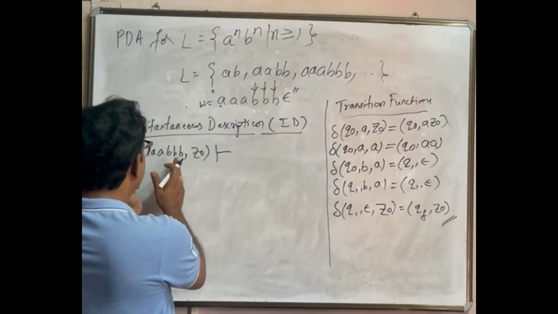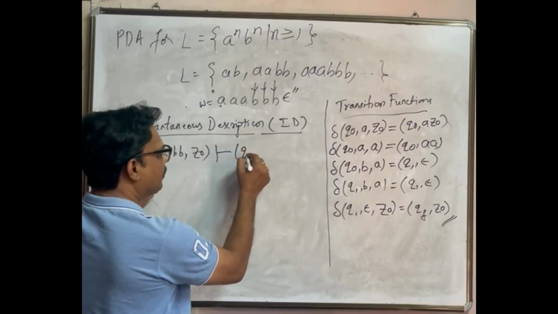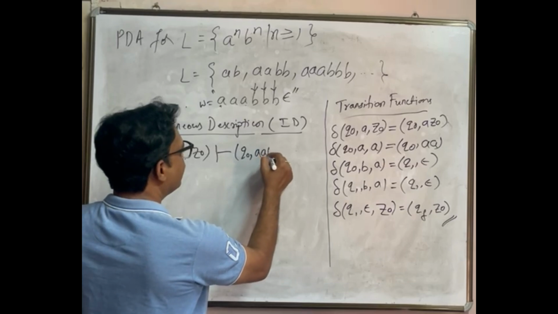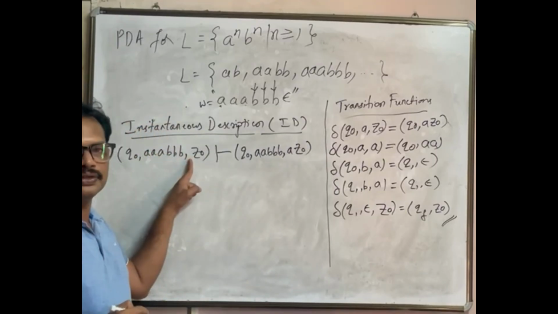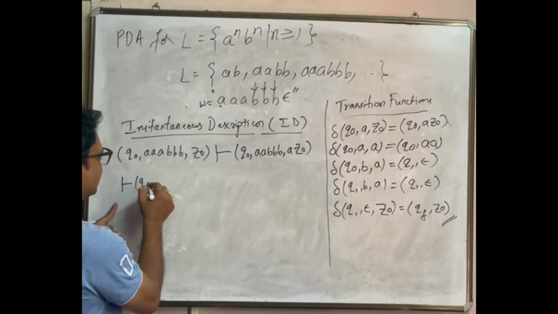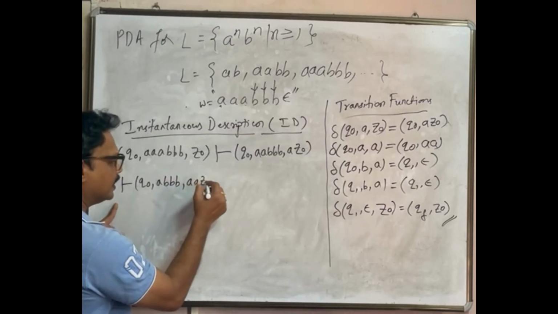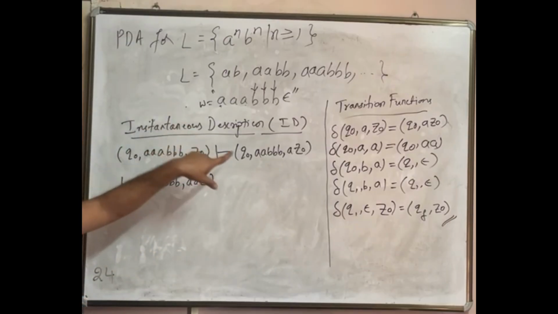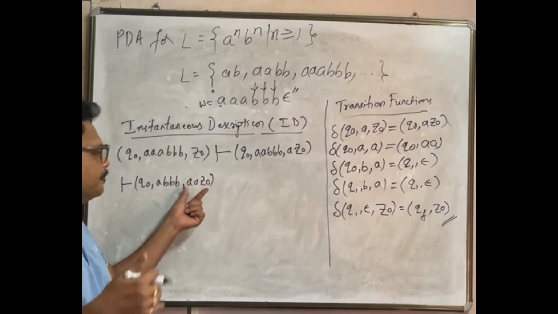Now from this state to the next transition, first A will be read, and the PDA will be in the same state Q0. So A will be read. Remaining is AABBB, and on the stack we have A and Z0. Next, one more A will be read, and the PDA will be in the same state, and remaining symbols will be ABBB, and in the stack there are these contents. So while writing instantaneous description, we are supposed to write the entire thing which is present in the stack at that moment of time.